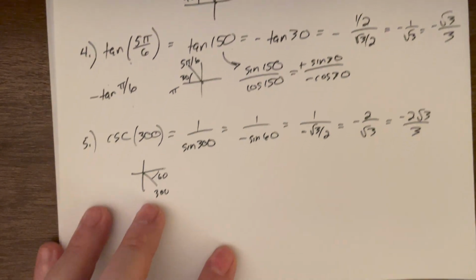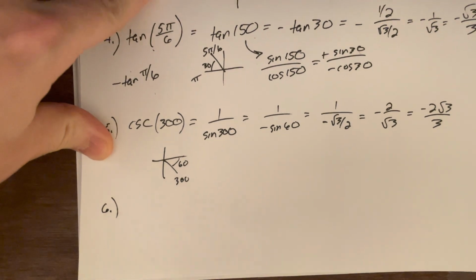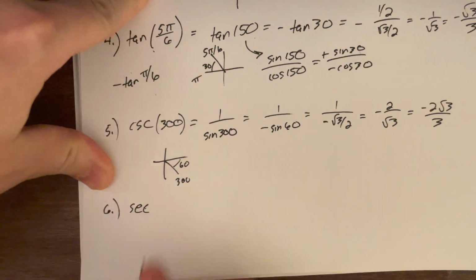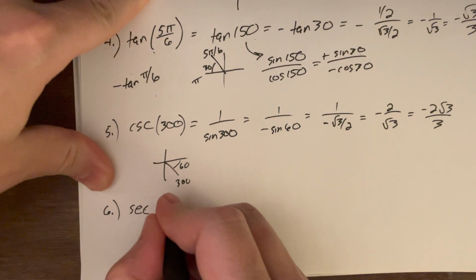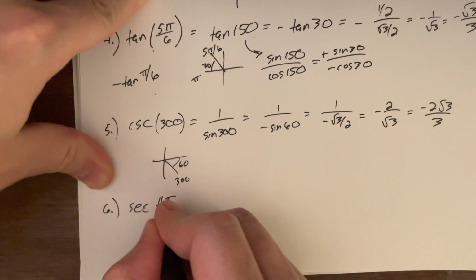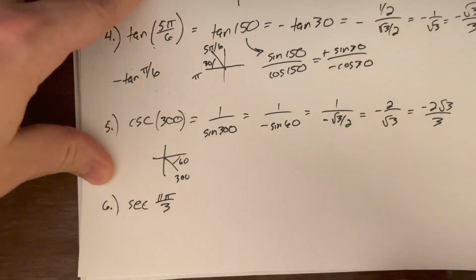Let's just do 2 more. Let's get one more radian in here, number 6. Let's take a look at secant, and let's go secant of 11 pi over 3. Yeah, let's do secant of 11 pi over 3.